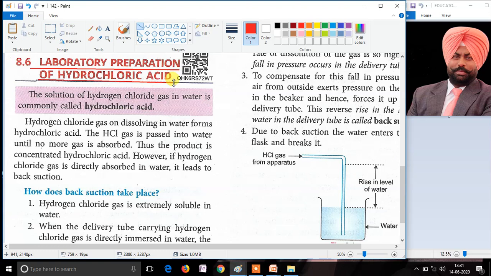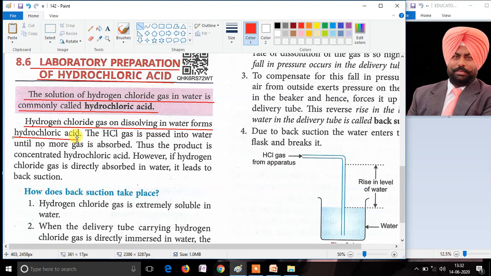We have already learned how to prepare hydrogen chloride gas in the laboratory. Hydrogen chloride gas, when dissolved in water, produces hydrochloric acid. Means the solution of hydrogen chloride gas in water is commonly called hydrochloric acid. Hydrogen chloride gas, on dissolving in water, forms hydrochloric acid.